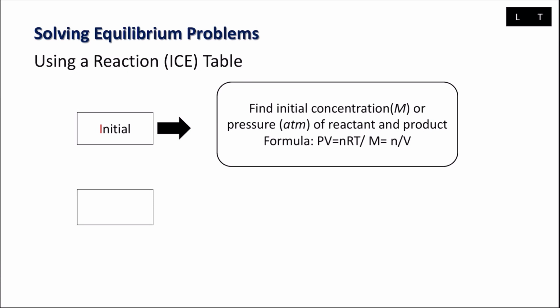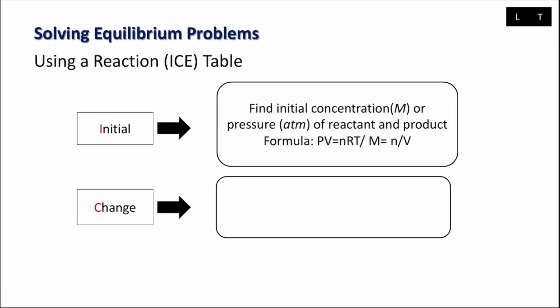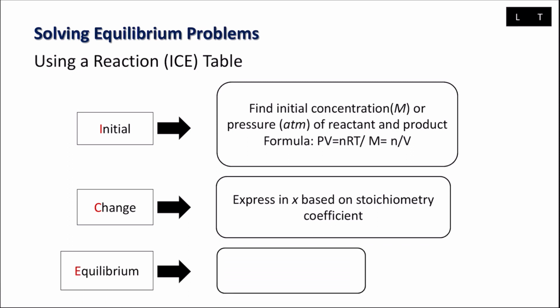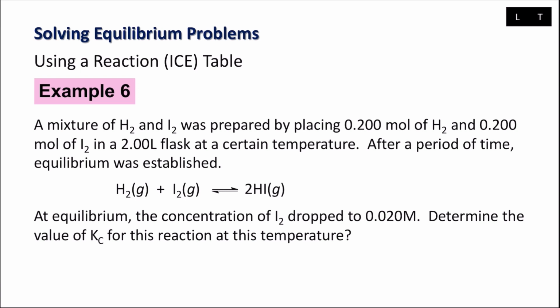Next, saya ada huruf C, di mana C stands for change, dan kita akan gunakan unknown X sebagai coefficient for the stoichiometry. And the last one, this is where I'm going to use letter E for equilibrium, di mana awak kena add up initial plus change to get the expression for equilibrium. So macam mana kita nak try soalan this one based on ice table?